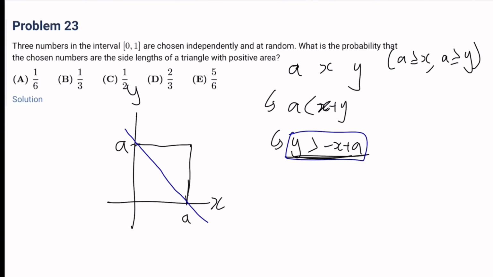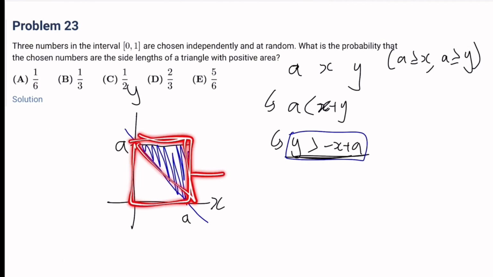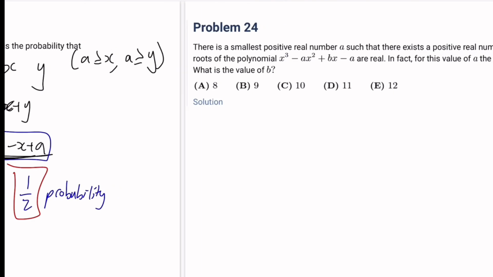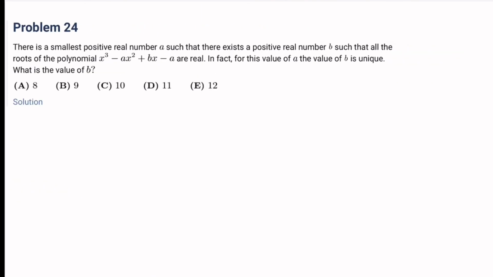So y is greater than minus x plus a. That means it's going to be in this part. And so our total possible area was this much, but the actual area that is possible is this much. So it's 1 over 2. So it's half of the area, so that means it's half of the probability. So our answer is just 1 over 2. It's C.